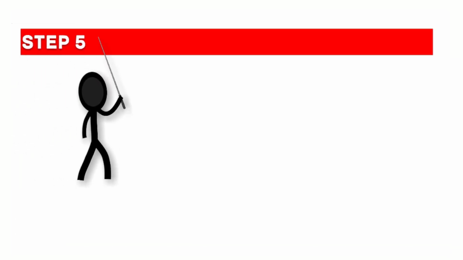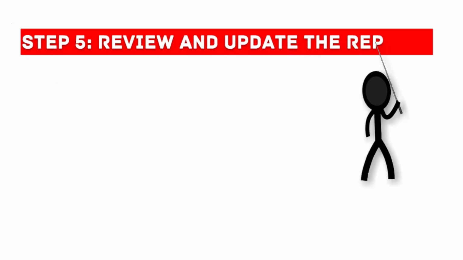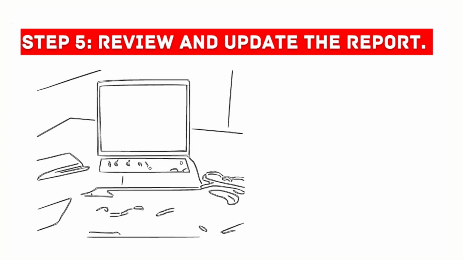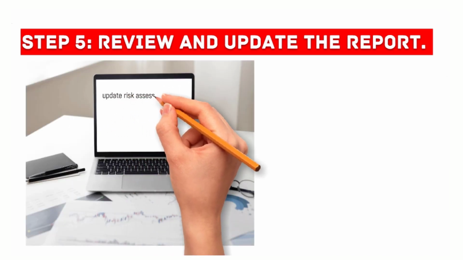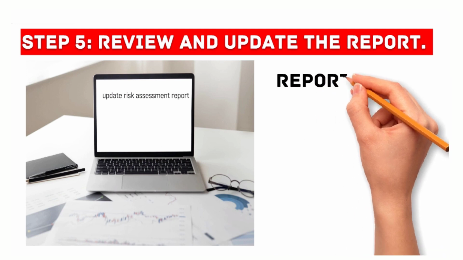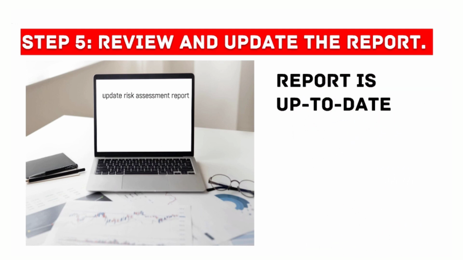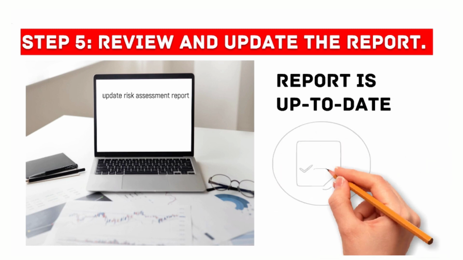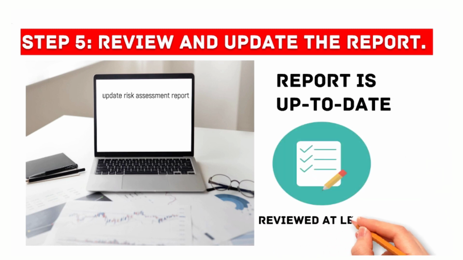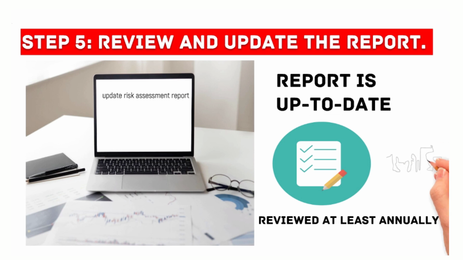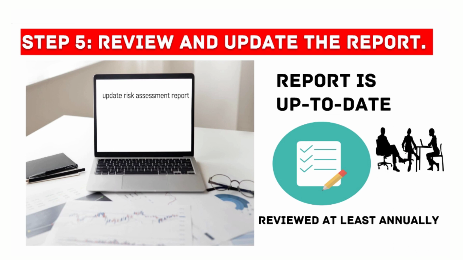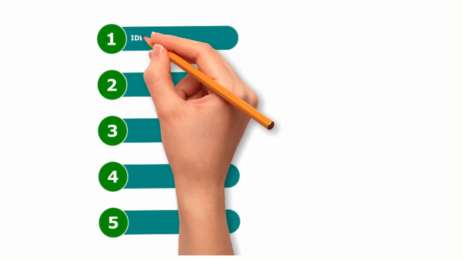Step number 5. Review and update the report. The final step is to review and update the risk assessment report regularly. This is important to ensure that the report is up to date and that the control measures are still effective. The risk assessment report should be reviewed at least annually, or more often if there are changes to the workplace or the hazard. Conclusion. So those are the 5 steps involved in writing a risk assessment report.